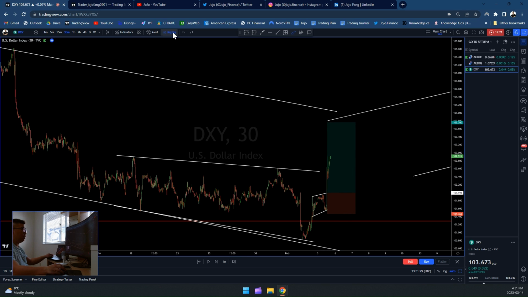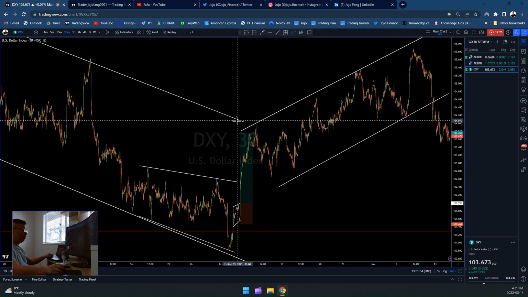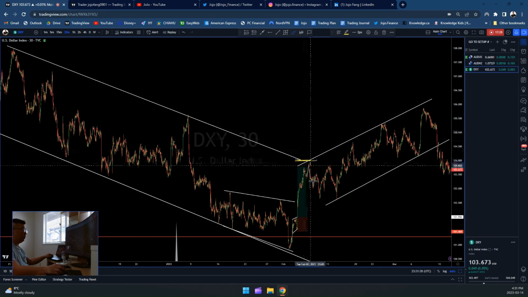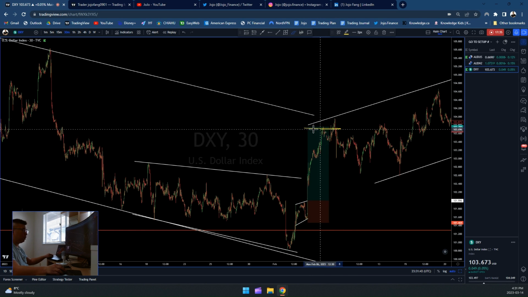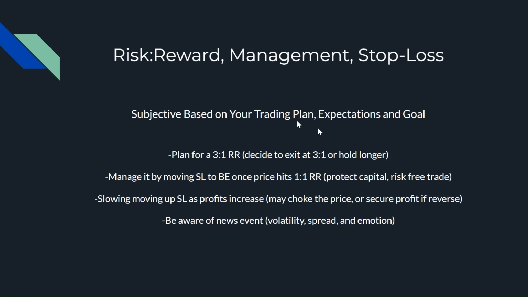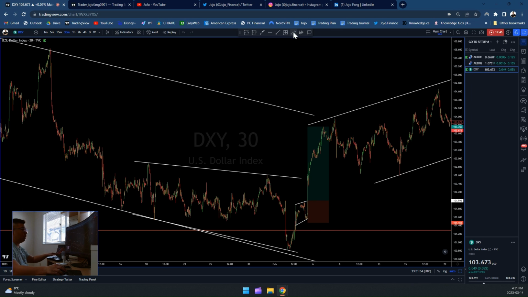And as we go, you can see it does push up, and then it reaches about the high of this descending channel before it retraces down. So 3-to-1 risk reward again in this particular one. In this case, if we don't secure profit, remember the management page that we talked about, we plan for 3-to-1 risk reward, so we have to decide whether we're going to exit at 3-to-1 or hold longer, because in this case, when the price did hit 3-to-1, it did not continue right away. It moved back almost down to a 1-to-1 risk reward, right?